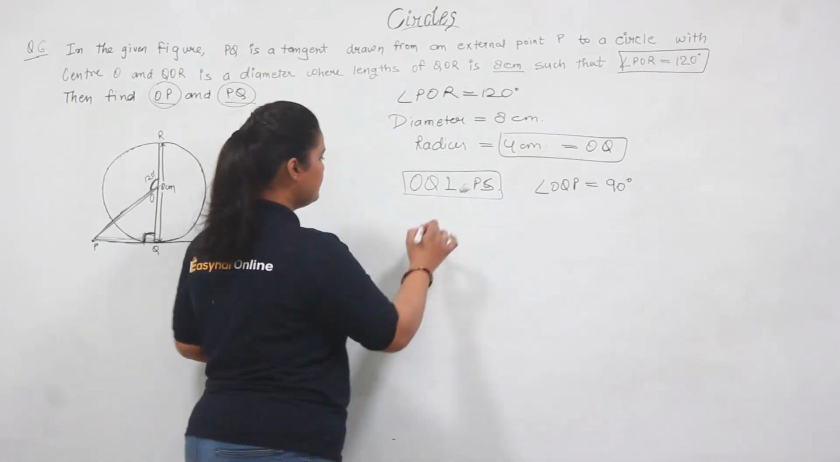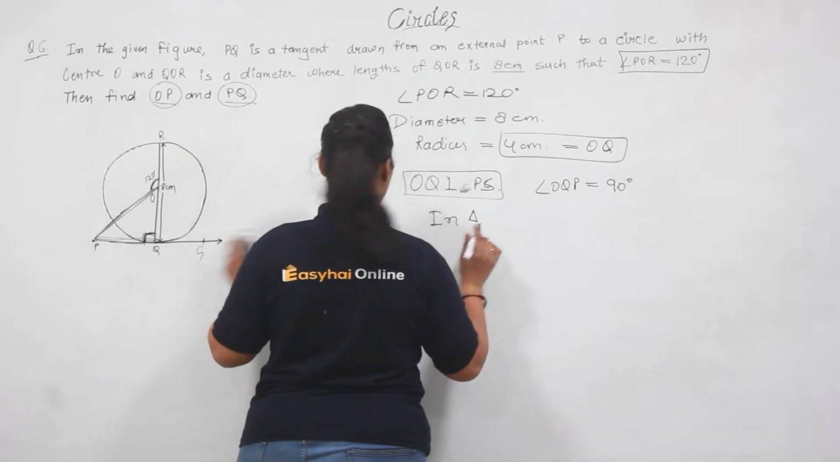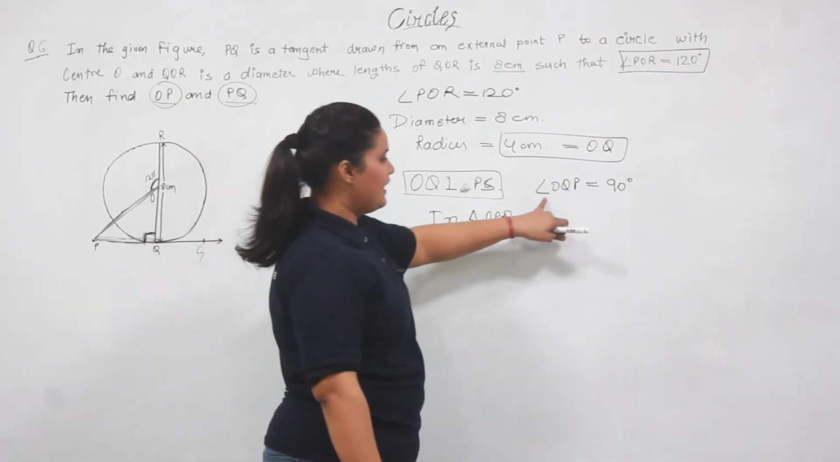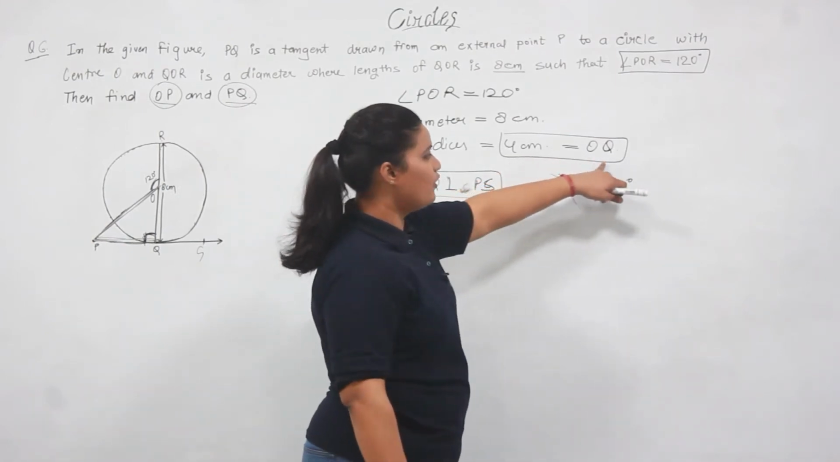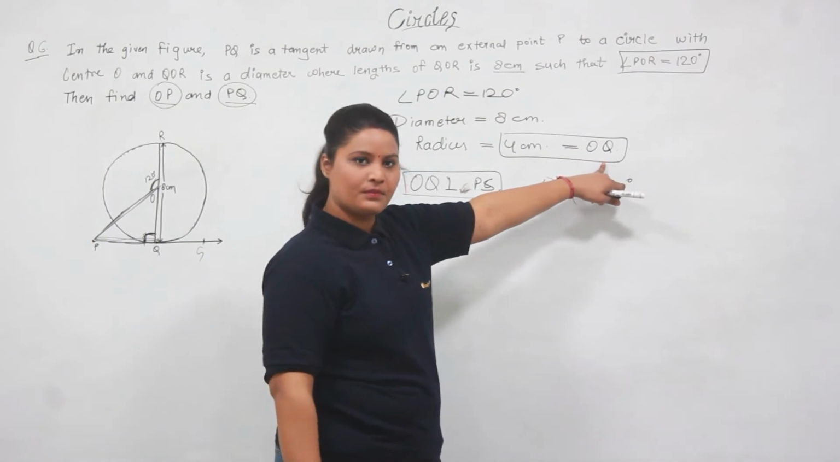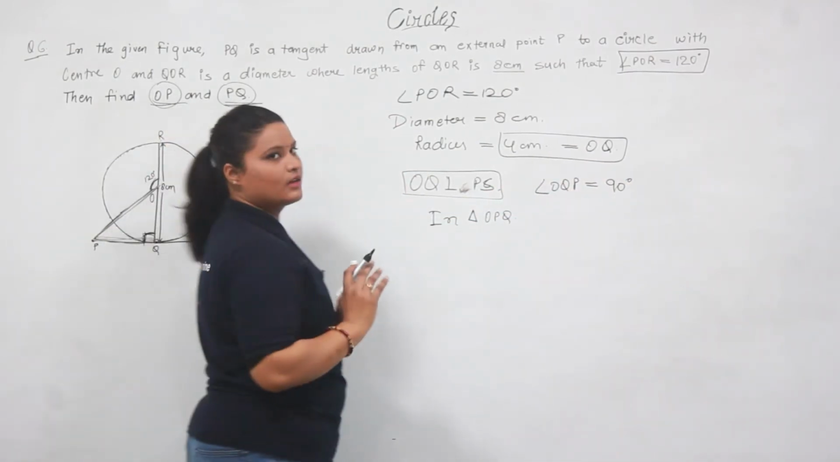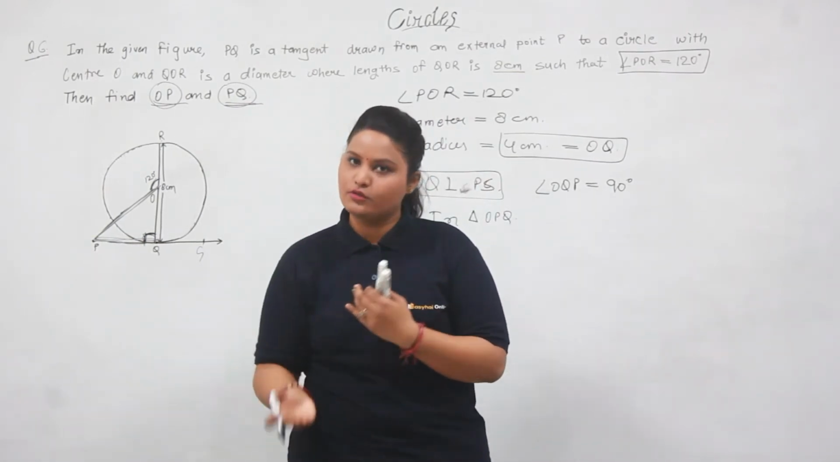So in triangle OPQ, what we have now, I have angle OQP which is 90 degree, and I have a length of OQ which is 4 centimeter, and I have to find out the length of OP and PQ. Clear? So now we have two quantities and we have to find out the two others.